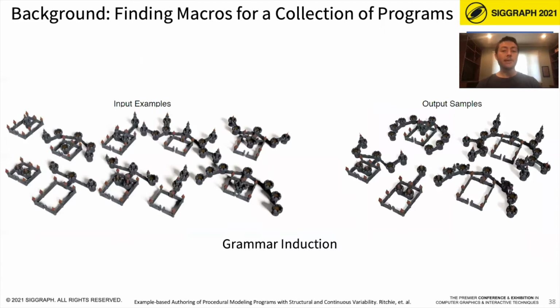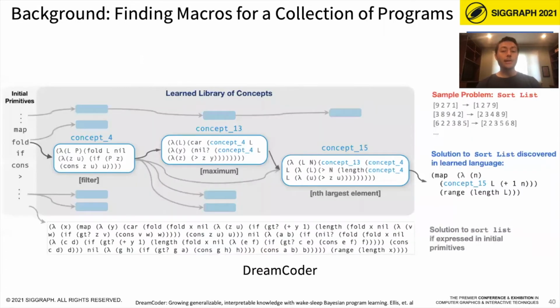Within shape modeling, there's a rich history of research on grammar induction, but most work on this problem has focused on solutions specific to context-free grammars. More broadly, some techniques have been proposed that are able to find abstractions for general functional programs.